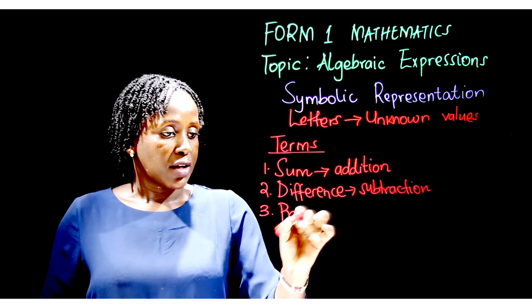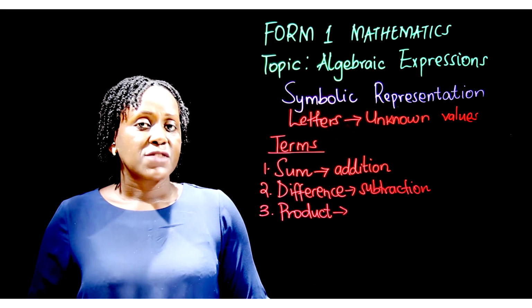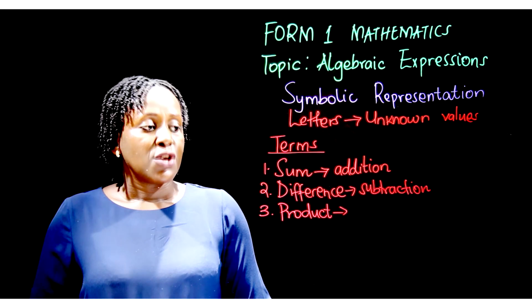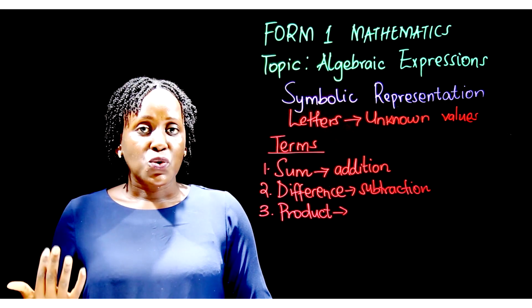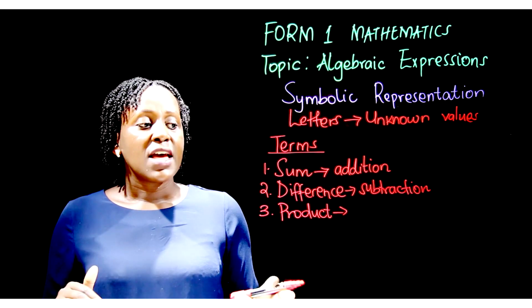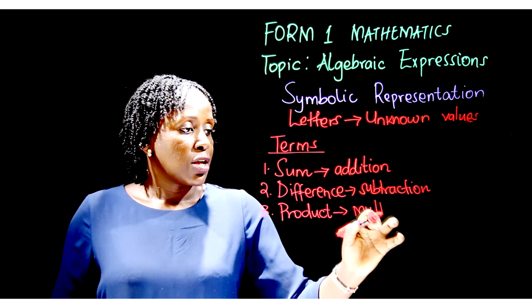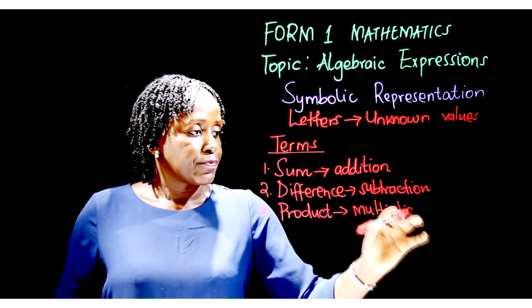The other term is product. Product is the answer that you get after multiplying values. So the product of 2 and 10 is 20, because 2 times 10 is 20. So this implies that you should use multiplication.